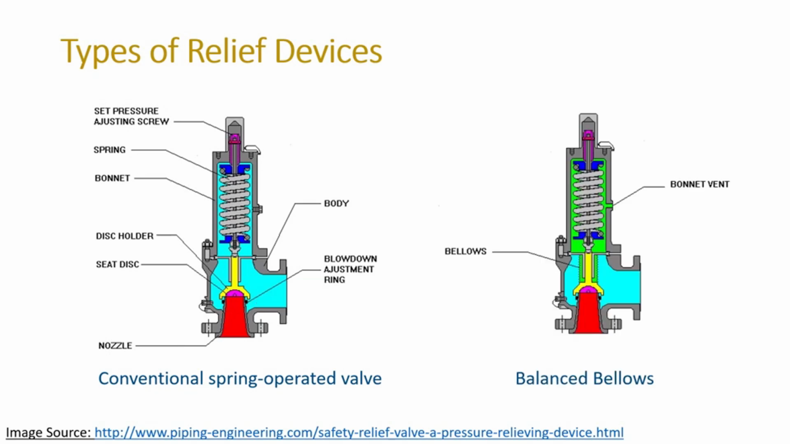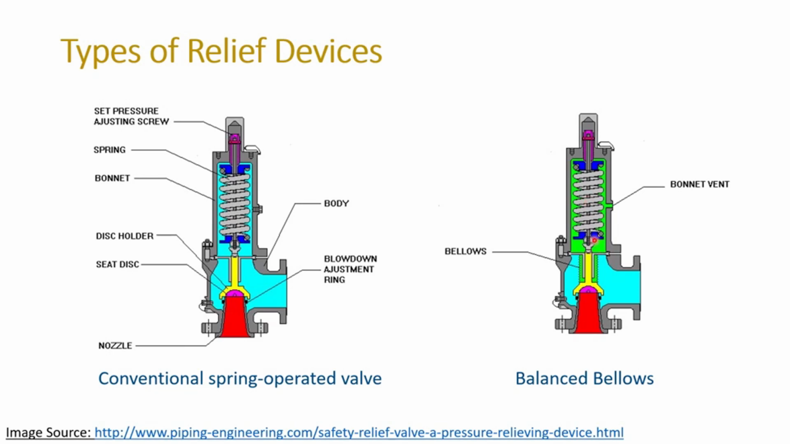Another configuration of a spring-operated relief device is balanced bellows. Balanced bellows works to reduce the effect of back pressure on the set pressure. And this is done because of the bellows that you can see here on the back side of the valve plug. And this reduces the effect of back pressure on the set pressure as the set pressure becomes a function of the pressure on the process side and the difference between that and the pressure on the vented side of the bellows on the valve plug.